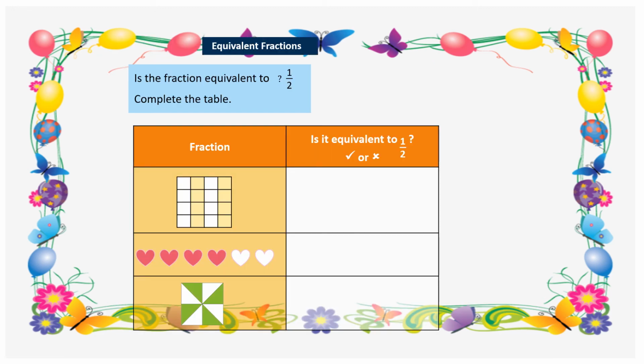Is the fraction equivalent to half? Complete the table. Pause the video and have a go. Do you think this fraction is equivalent to half?